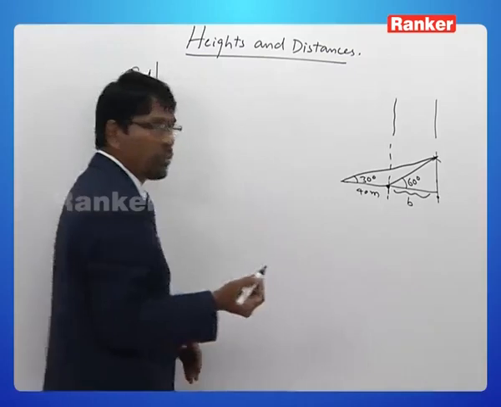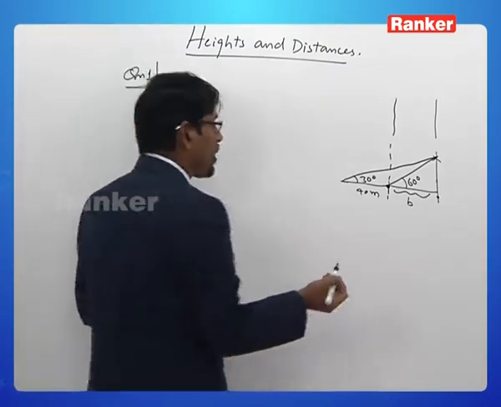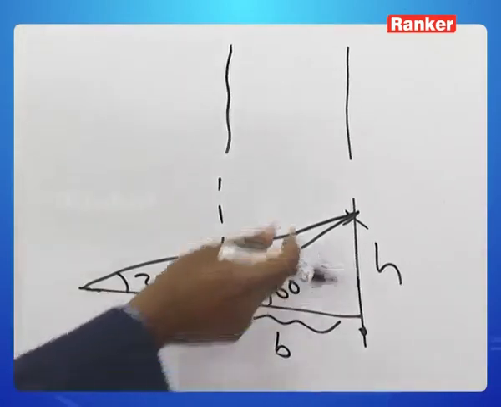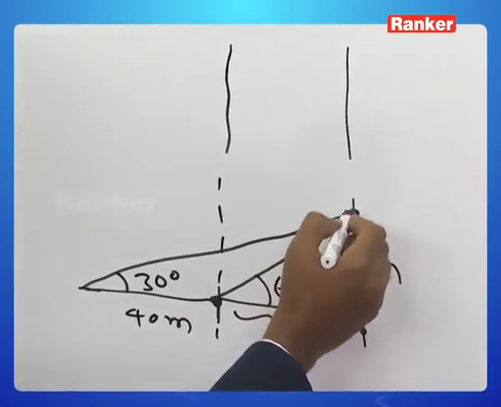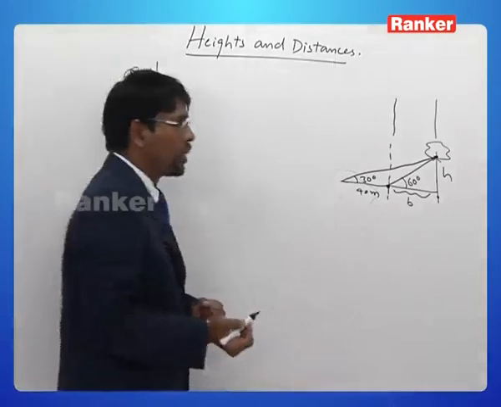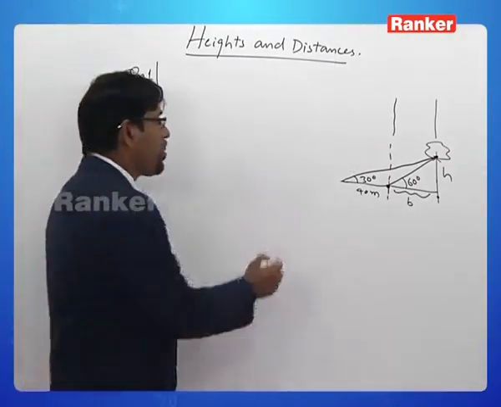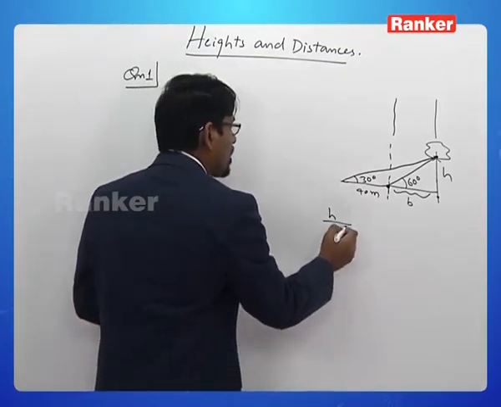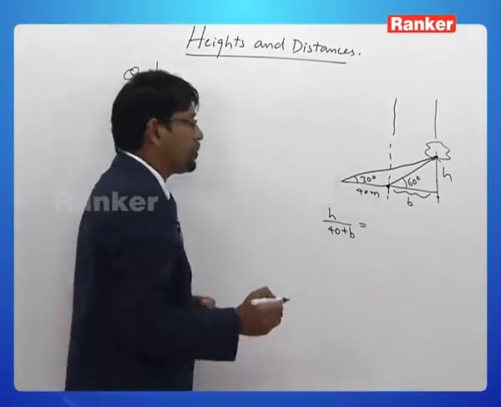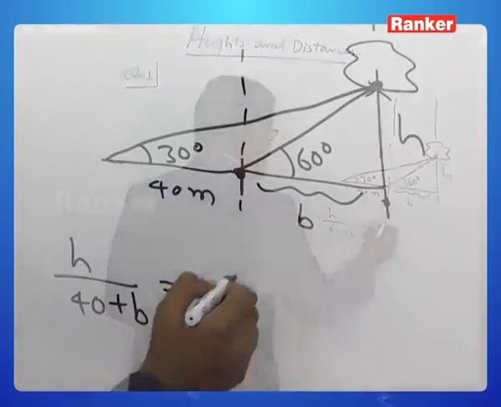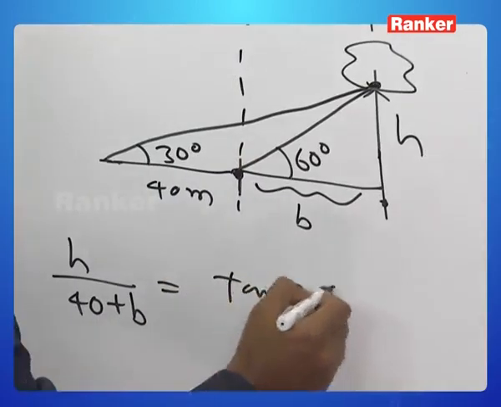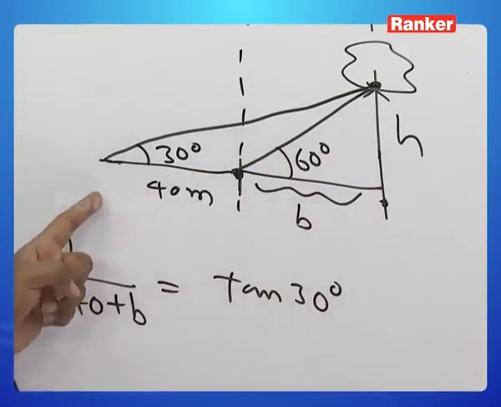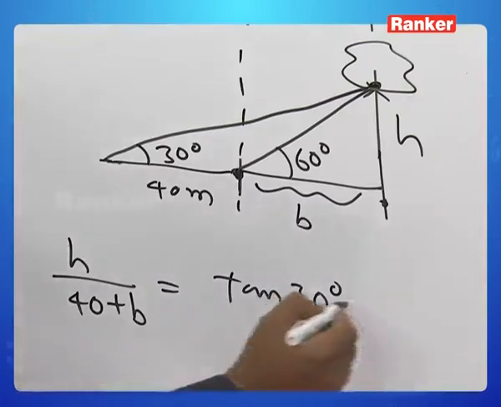Let's find out what is that B here. Let's say H here, height of the tree. This is the tree here. H by 40 plus B is equal to tan 30. Opposite by B plus 40, that is equal to tan 30. That's 1 by root 3.